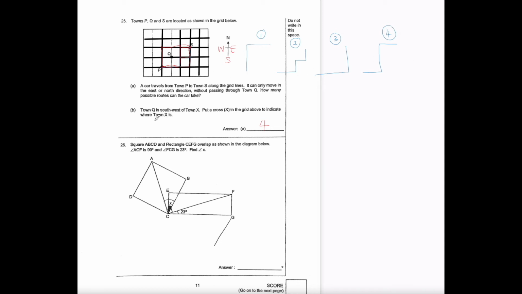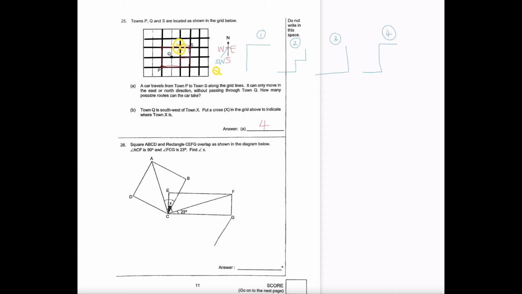Okay, let's continue the question. Town Q is southwest of town X. So where's southwest? Southwest is here, right? So Q is southwest of town X. Put a cross in the grid to indicate where town X is. So if my Q is here, that means my X will be here. So let's go diagonal. So this is where my X will be at. If my X is here, to the southwest, it will be Q. So yeah, it's correct. Okay, got it? There are a lot of colors in this question. But anyway, let's move on to question 26.